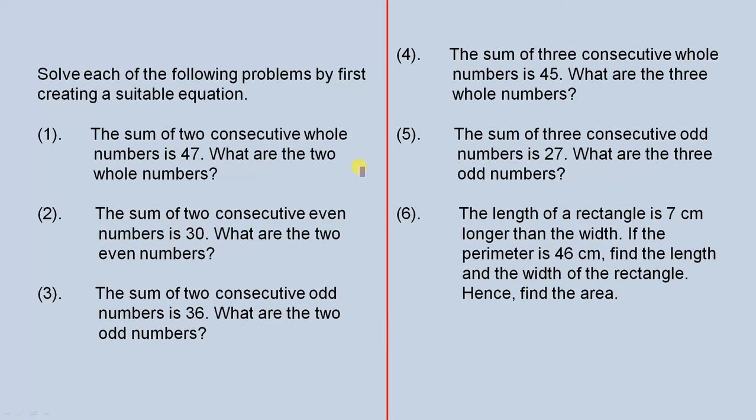The sum of two consecutive whole numbers is 47. What are the two whole numbers? Now this first example, I did a very similar example using the previous lesson.